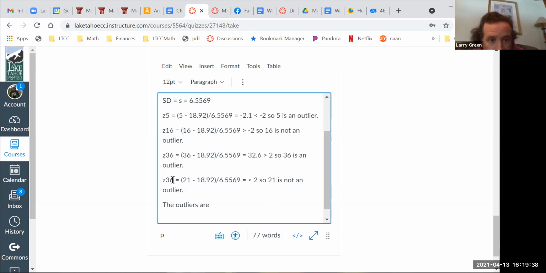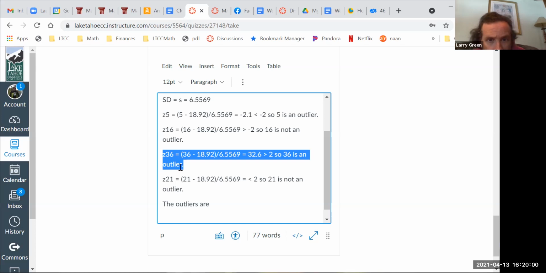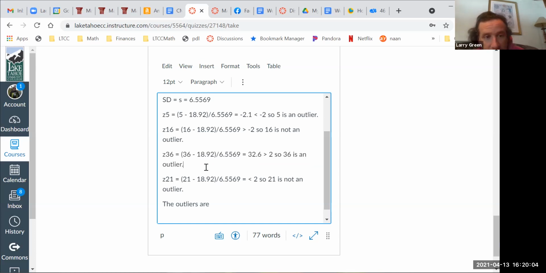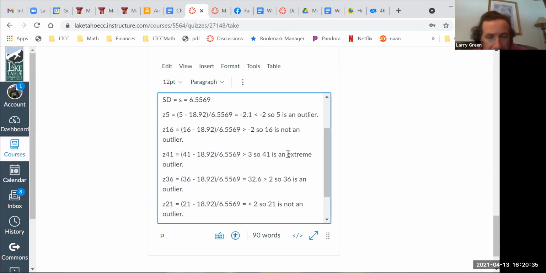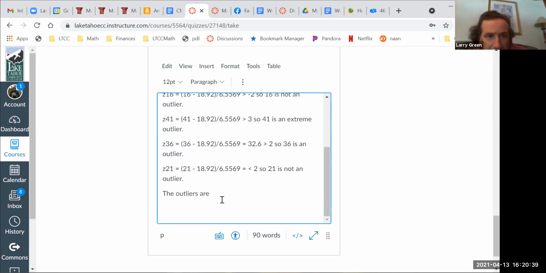So the outliers are, I forgot to write 21. So the outliers are 5, 36, and did I lose my 41? I think I lost my 41. Yep. Let me write down 41. And that was greater than 3, actually. So 41 is an extreme outlier. I did it, but I think I changed it when I got to 36. So the outliers are 5, 36, and 41.